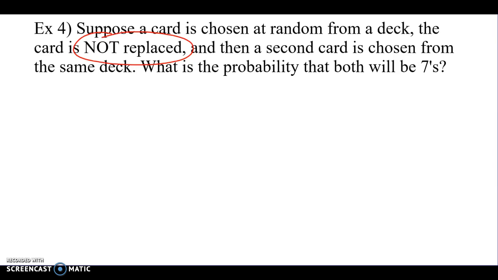And then it says, what is the probability that the first card will be a 7 and then the next card will be a 7? Okay? So let's start off with the probability that it's a 7. So this is the first card. What's the probability that I draw a 7? We've already done this once. 4 out of 52. Good.